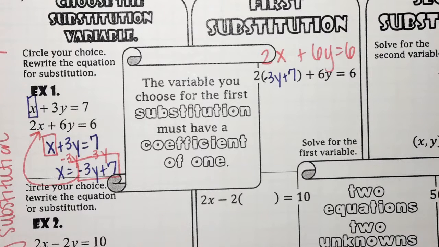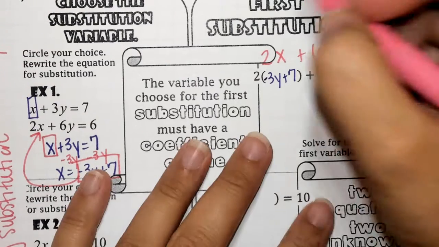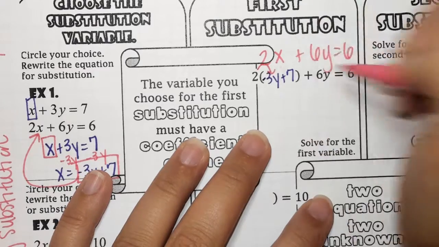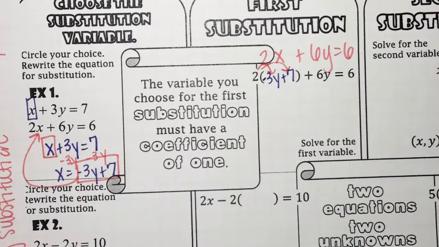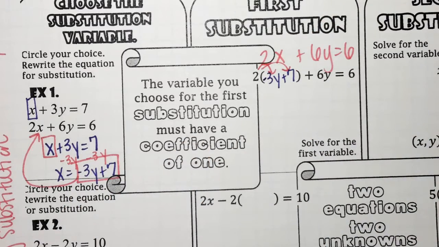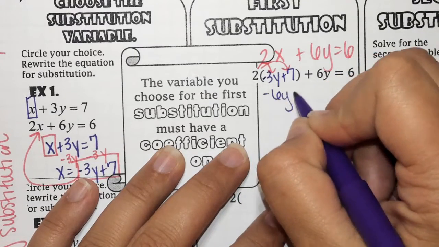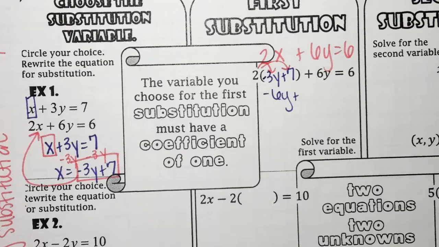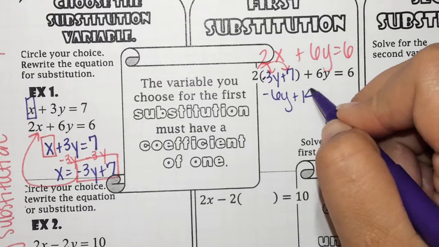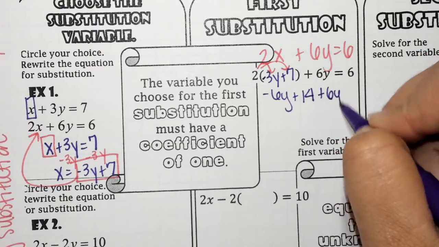Now, we need to get rid of our parentheses. Who remembers? Kimberly, how do we get rid of parentheses first? CJ? Awesome. Take a point. Distribute. So distribute the 2 to the negative 3y and the 7. What is 2 times negative 3y? Negative 6y. What is 2 times 7? 14. Plus 6y.